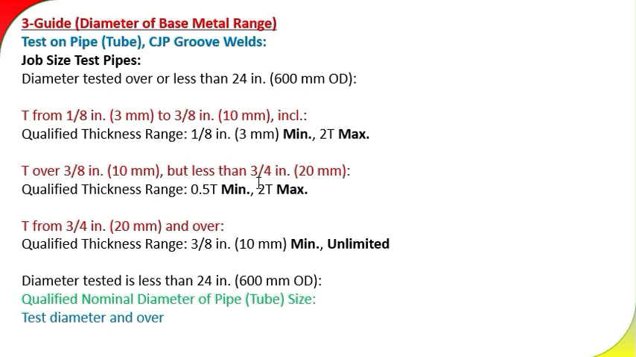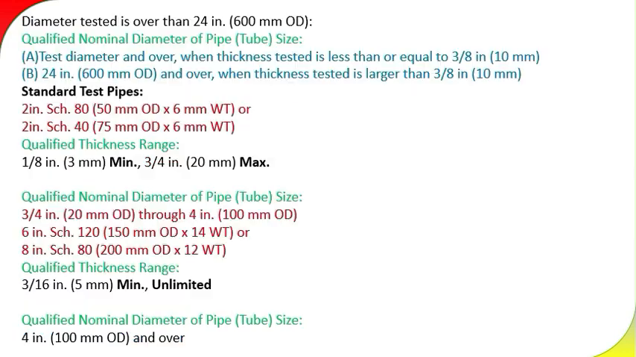If the diameter tested is less than 600 mm OD, then the qualified nominal diameter of the pipe size is the test diameter and over. If the diameter tested is 24 inch and over, then the pipe is qualified for the test diameter, meaning what you have done in the testing for the qualification of the pipe, and over. If it is 6 inch, then 6 inch and over. If it is 24 inch, then it is 24 inch and over for the diameter of the base metal range.